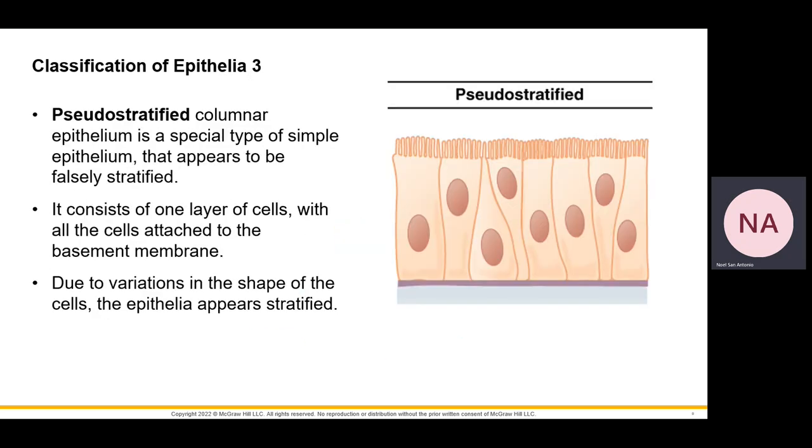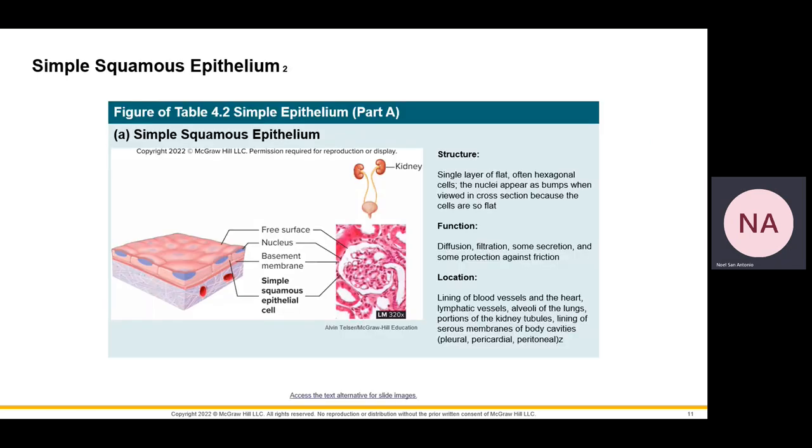So, therefore, in the classification of epithelial tissues, both the shape and the layers of the cells are considered in order for you to classify it. Actually, in classifying, ang unang kinoconsider is the number of layers. And then it is followed by the shape of the cell. That is the reason why for every classification, you will always find yung number of layers and the shape of the cell.